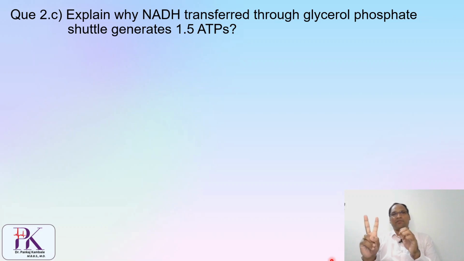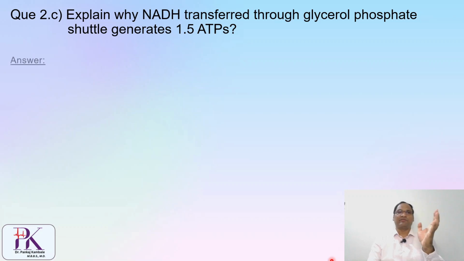So there are two shuttle pathways for transfer of NADH. One is glycerol phosphate shuttle and another is malate aspartate shuttle. But let's focus here only on glycerol phosphate shuttle. So why does NADH transfer through glycerol phosphate shuttle generate 1.5 ATPs? What is happening in glycerol phosphate shuttle?